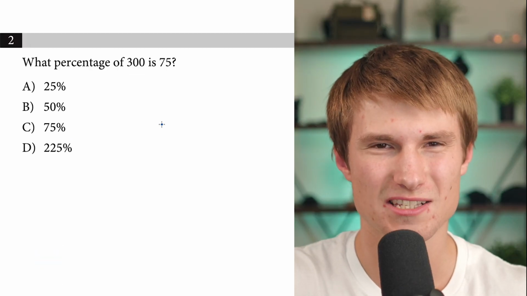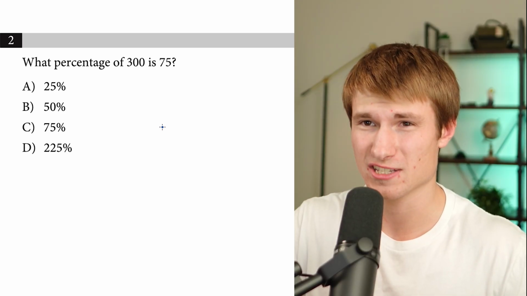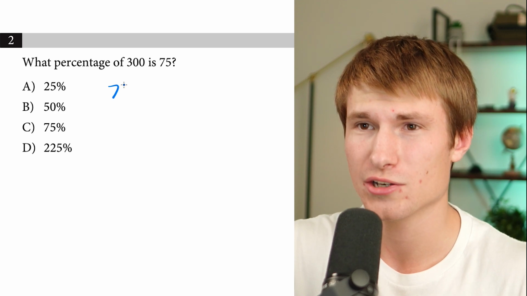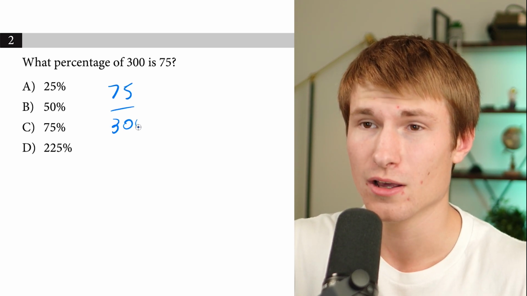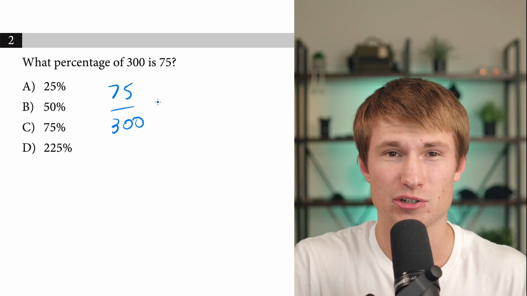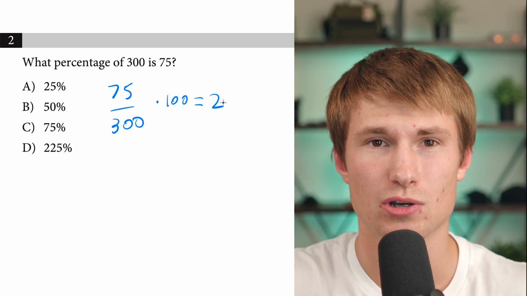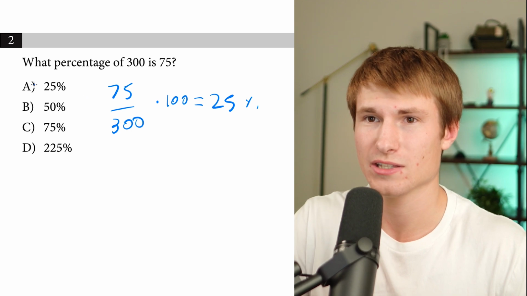Here's how to answer this SAT math question about percentages in under 60 seconds. Question 2 states what percentage of 300 is 75? All you got to do is do 75 divided by 300, and that will get you your decimal. To convert that to a percentage, you multiply it by 100, and that would get you 25%. So your answer is answer choice A.